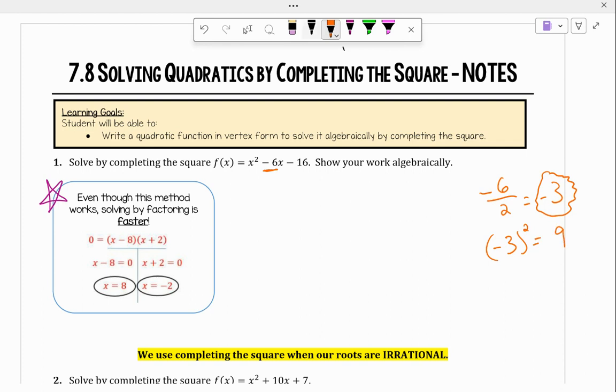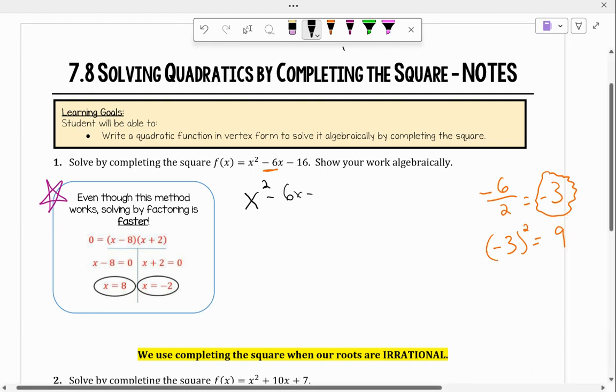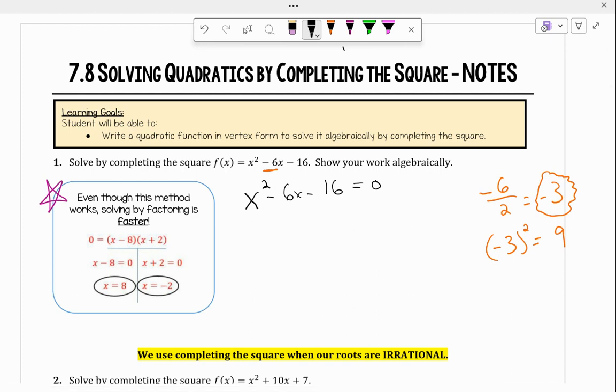Okay, so now let's look at the function again. So we have f of x equals x squared minus 6x minus 16. And remember, we're solving, so we want to set it equal to 0, right? So I have x squared minus 6x minus 16 equals 0, and we're using complete the square. So now we need to make a perfect trinomial. So we have 6x, and I'm going to put a blank here, minus 16, a blank here, equals 0. From here, I am going to take my positive 9, and I'm going to add 9 here, and I'm going to subtract 9, because you can't just magically put a random number there.